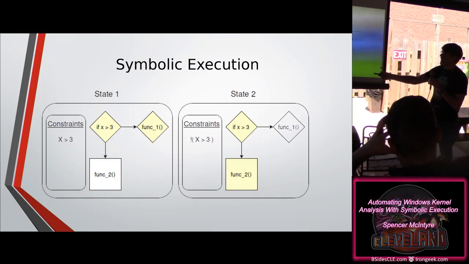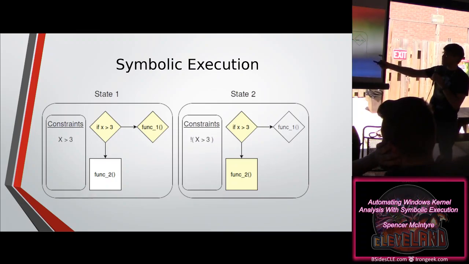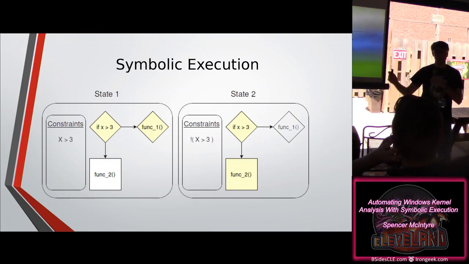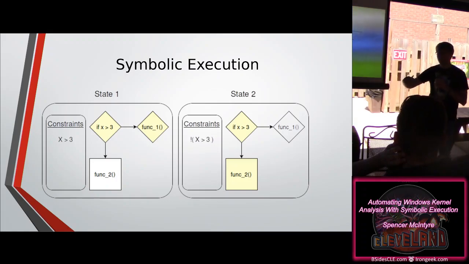On the left-hand side, we have state equals 1. You can say that x was greater than 3, and because x was greater than 3, it's going to execute function 1. In this case, function 2 was not executed from this state, because x cannot be both greater than 3 and at the same time less than or equal to 3. That can't happen. So it's only going to be one or the other.